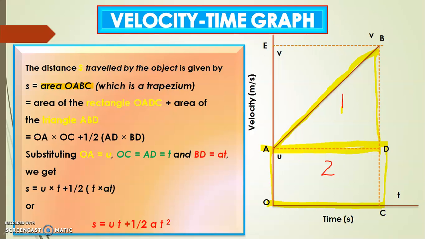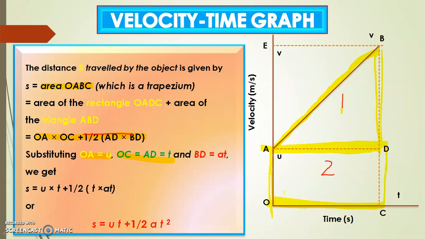Now we know the area of a triangle is equal to half into base into height. Here the base is AD and the perpendicular distance is BD. So this is the area of triangle ABD, and the area of a rectangle is simply the multiplication of two sides, that is length into breadth. Here length is equal to OA and breadth is equal to OC. So this is the area. Now OA is equal to u. We know that OA is the initial velocity of the object at the starting point.